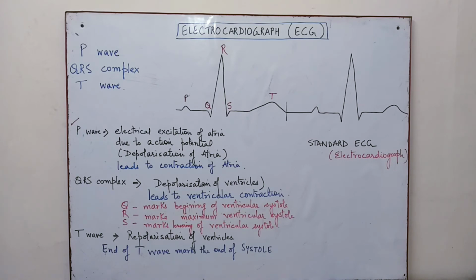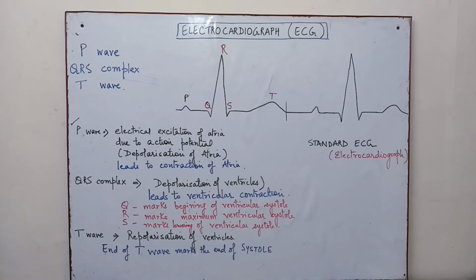So first the depolarization of atria, followed by the depolarization of the ventricles, and finally we have the T wave, that is repolarization of ventricles. That means after complete contraction, the ventricles are now coming to the normal state or the relaxed state. So this is the T wave, which marks the repolarization or the normalization of the ventricles. The end of the T wave marks the end of the systole. Now, this is the normal heartbeat, and you can see the next wave followed by the third wave. Continuously it is happening.